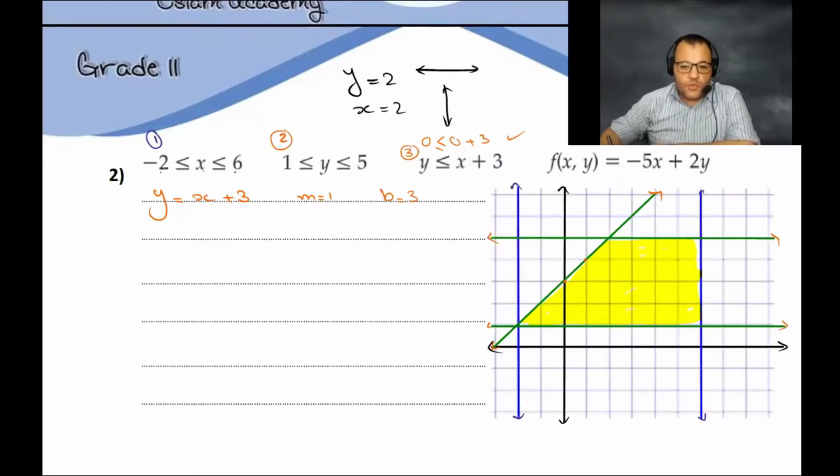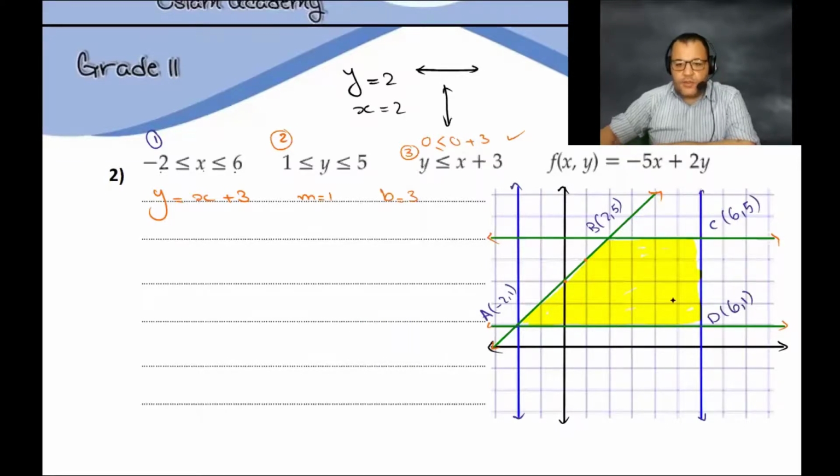Point number 2: find the vertices. So what is the value of these vertices? This one is (-2, 1). That is A. You can choose any order, by the way; the order is not important for me. This one is (2, 5), that's B. That's C: this would be 1, 2, 3, 4, 5, 6, so it would be (6, 5). This one would be D, (6, 1).